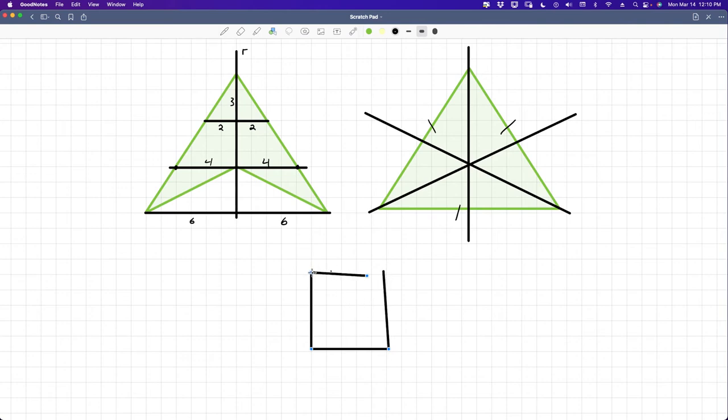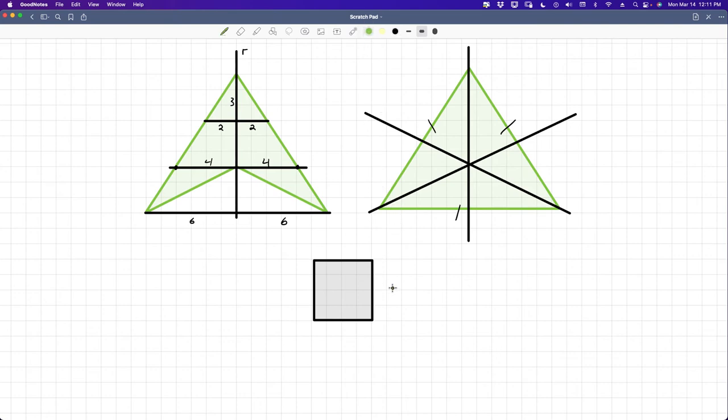It's giving me a hard time here. All right, we're going to imagine a square. We're just going to imagine one. I'm going to try one more time. See if I get lucky. There we go. Now I have a square.